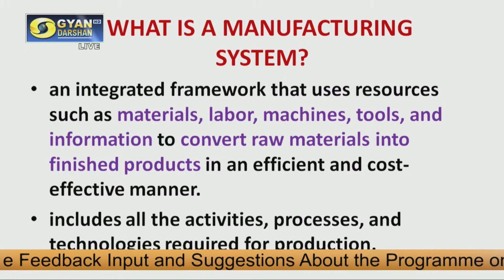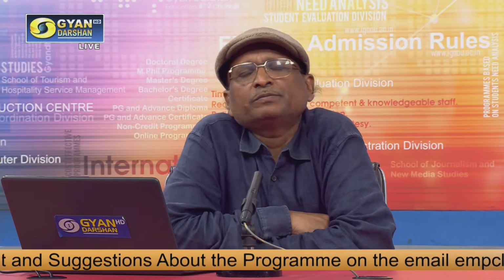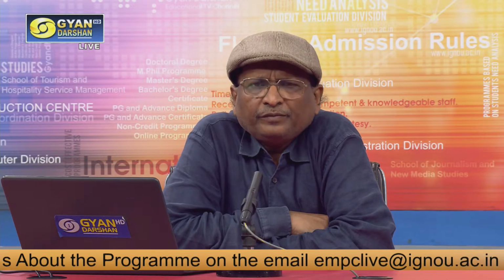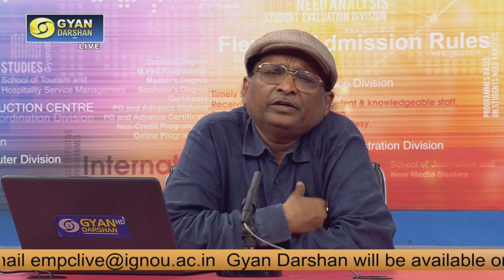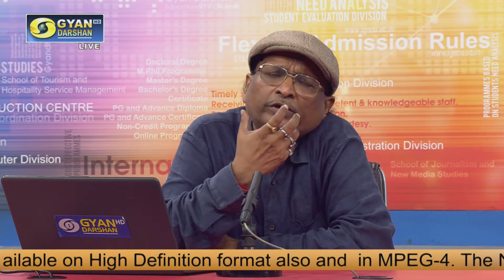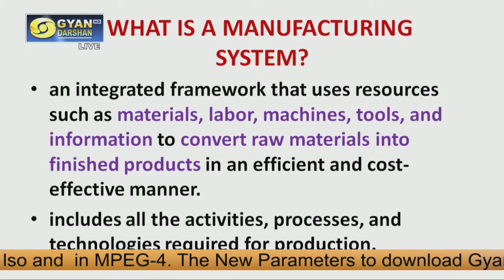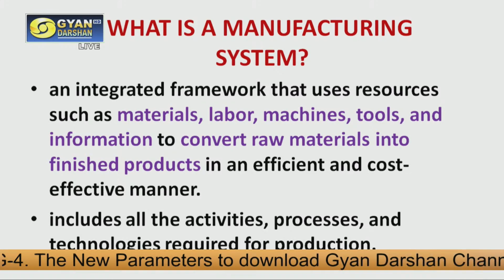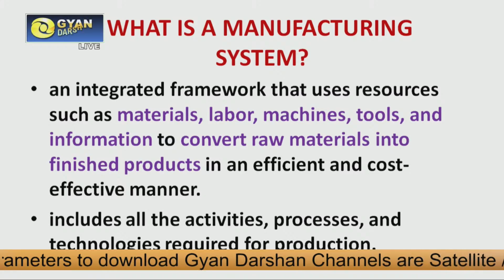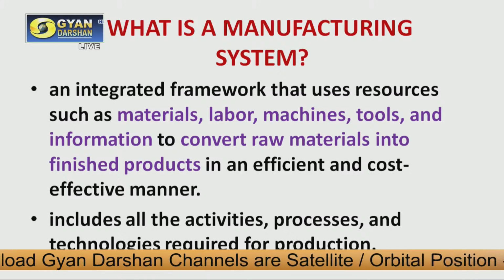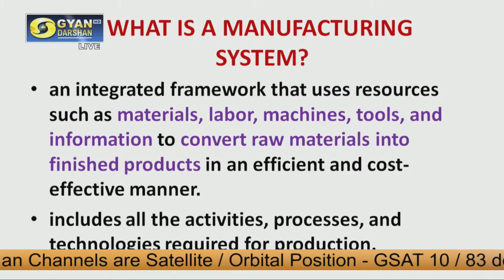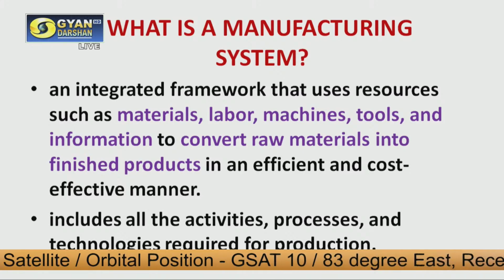Before starting, let us first understand what is a manufacturing system. A manufacturing system is a place where all the man, material, machine, and information come together at one place to convert the raw material, or the input, into finished products in an efficient and cost effective manner. It includes all the activities.